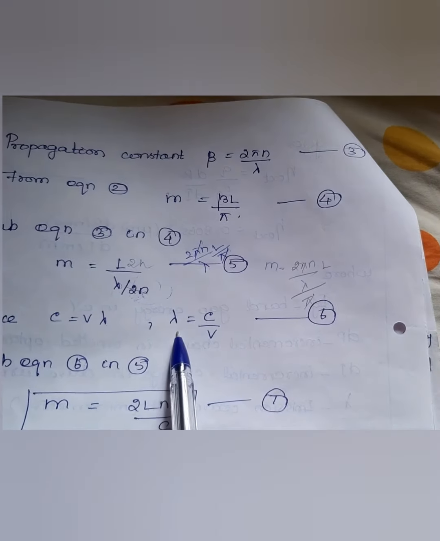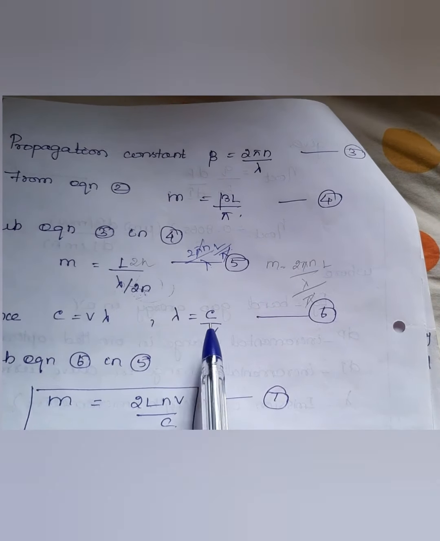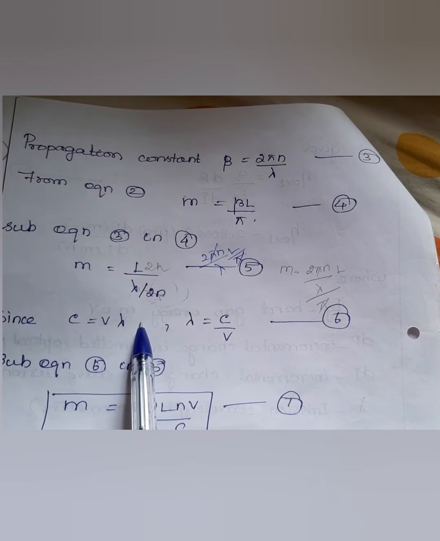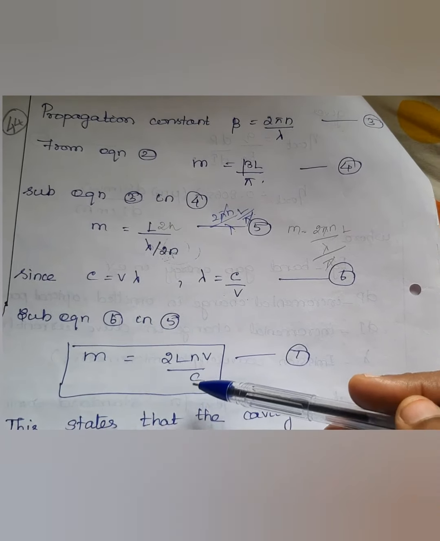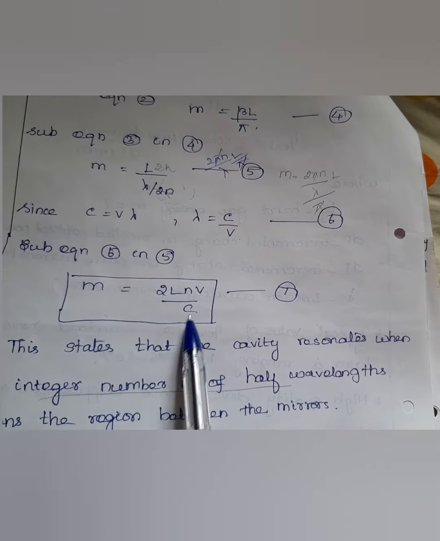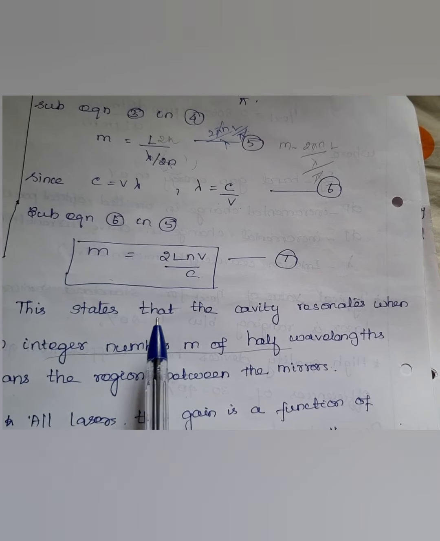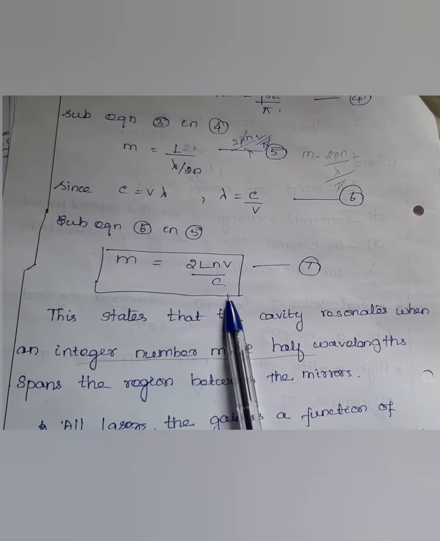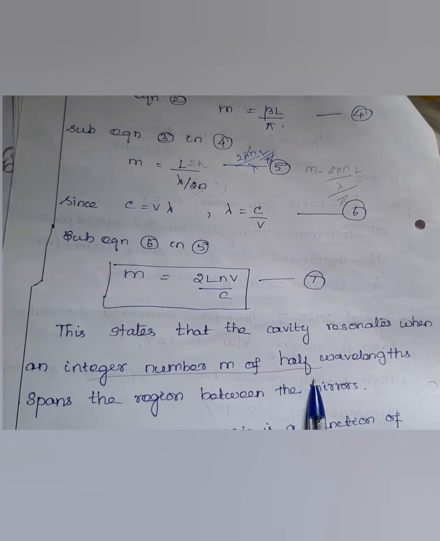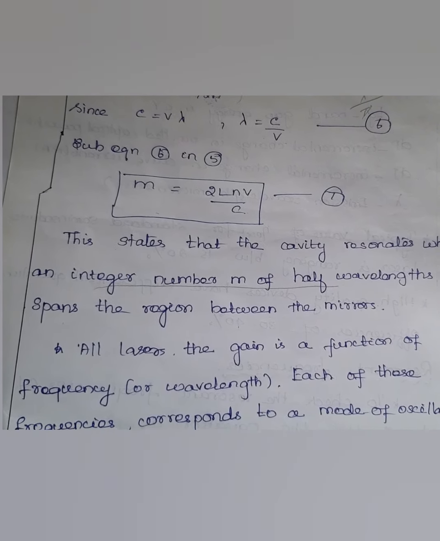So now this lambda value is equal to c by v. We know c is equal to v lambda, lambda is equal to c by v. So in the place of lambda, substitute c by v. So you got m value as 2Lnv by c. That is the integer number. Okay, this cavity will resonate at integer number m of half wavelength. So this is the value of integer, that is 2Lnv by c.